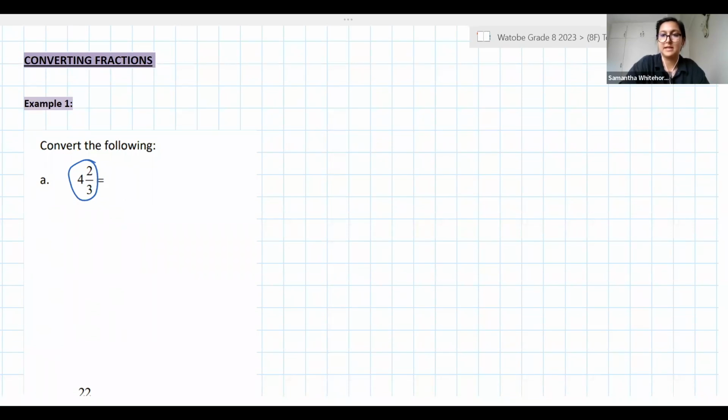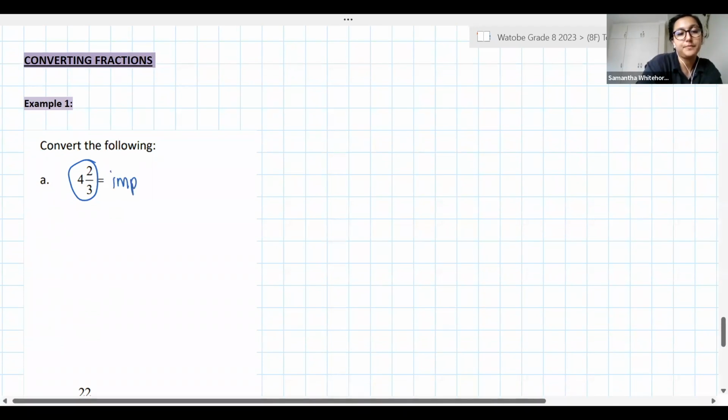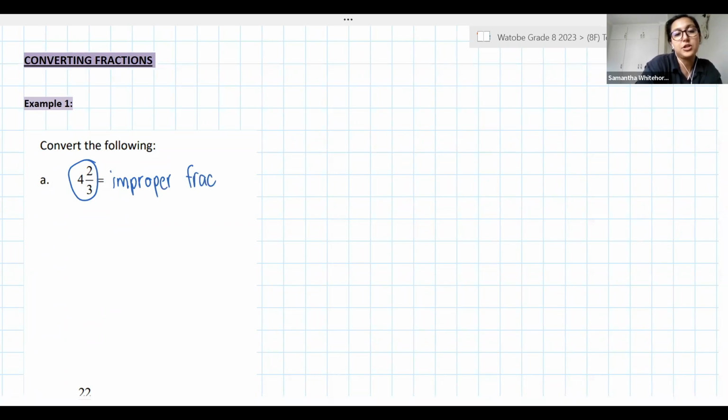Nice, guys. It is a mixed number. There's a whole number part and there's a fraction part. So it's a mixed number. What we therefore want to do is convert this mixed number to an improper fraction. That means that we want a fraction where the numerator is bigger than the denominator.